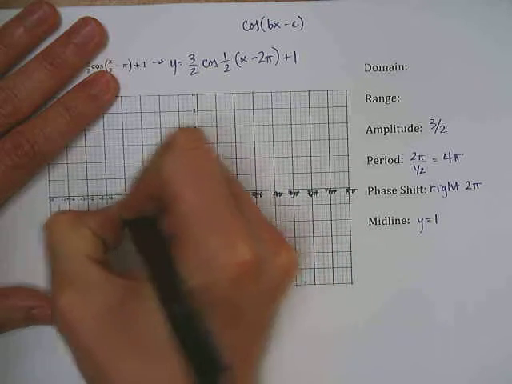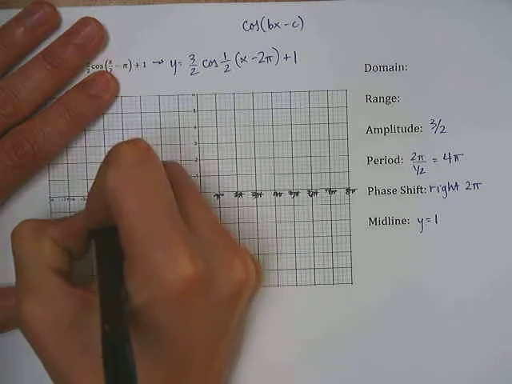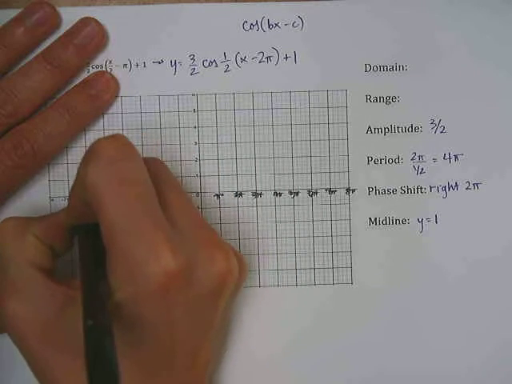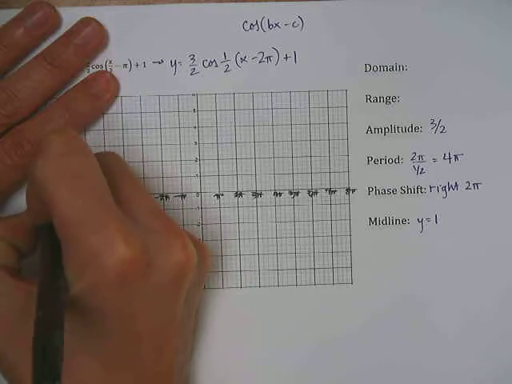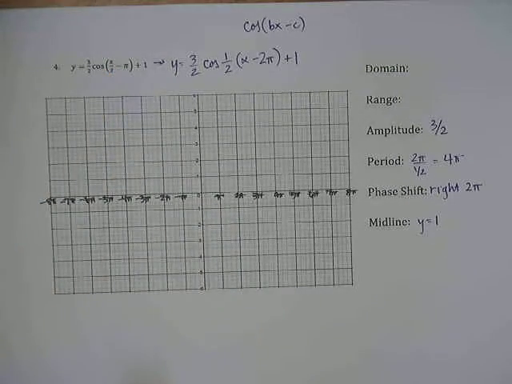So that means that's pi, 2 pi, 3 pi, 4 pi, 5 pi, and so on. And we'd want to do the exact same thing on the other side. So we've got a -pi, a -2 pi, and so on.